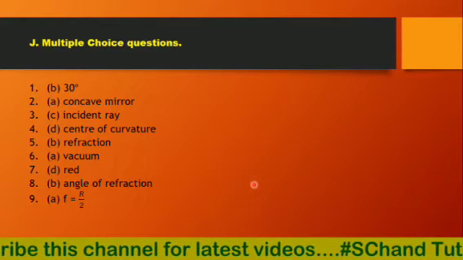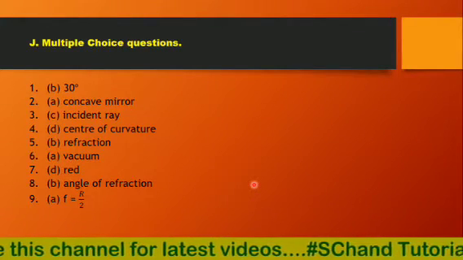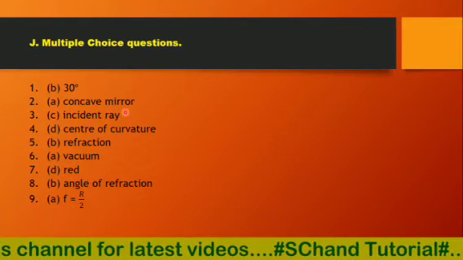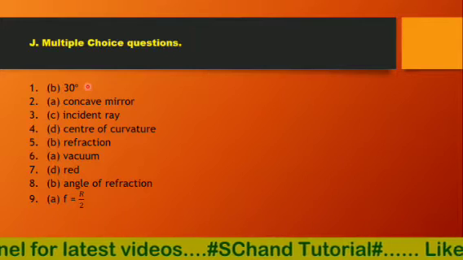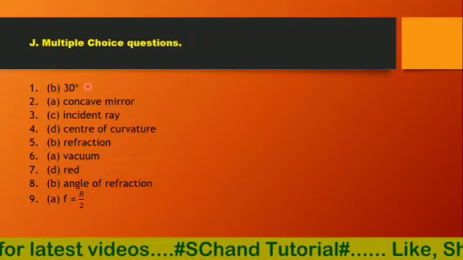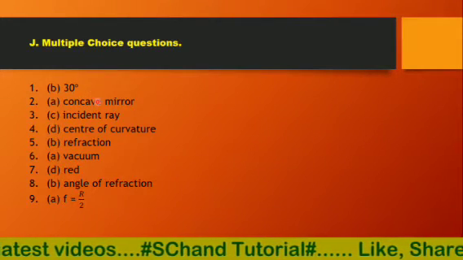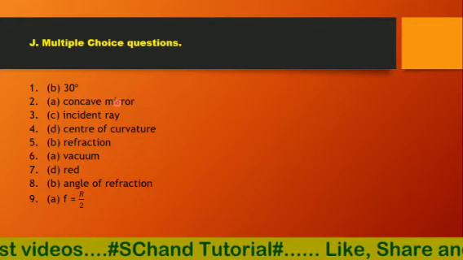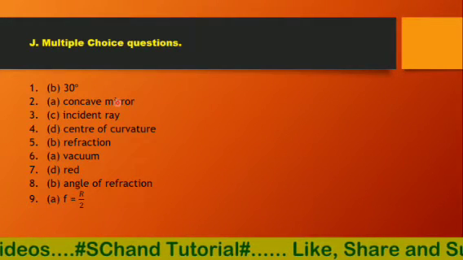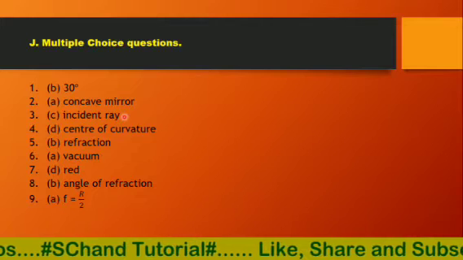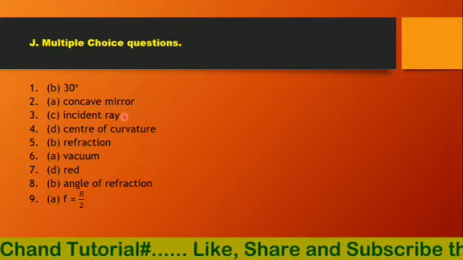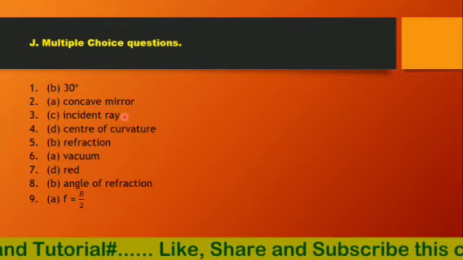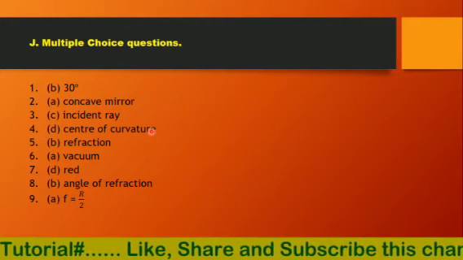Very first, if the angle of incidence is 30, then what is the angle of refraction? That is 30. A spherical mirror whose inner surface is the reflecting surface is called a concave mirror. A ray of light falling on the mirror is called the incident ray. For an image to be formed at the center of curvature of a concave mirror, the object must be placed in front of the mirror at the same point, that is, the center of curvature.